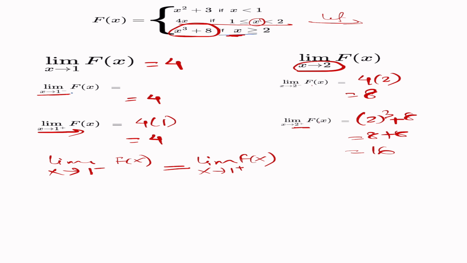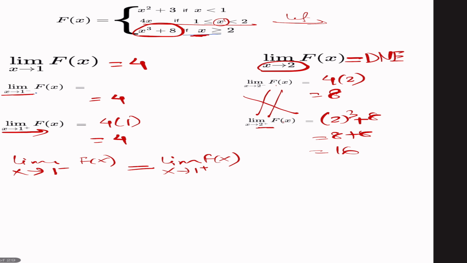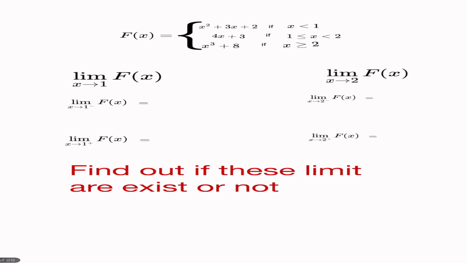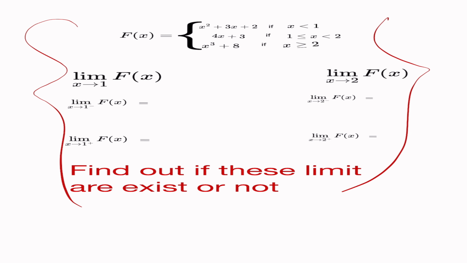So this one and this one, they are not equal, right? They are not equal. So this limit does not exist. Okay, it exists only when both of them are equal. Okay, so this is the clear view of our explanation. Now can you guys do this one? If you guys can find out the limit of this function, write down in the comment section.